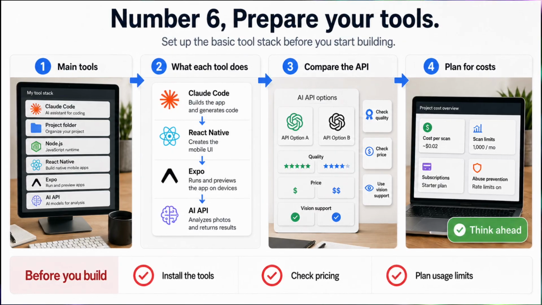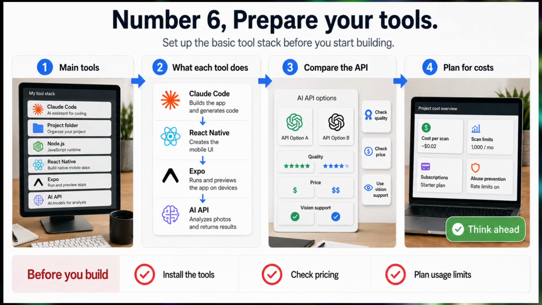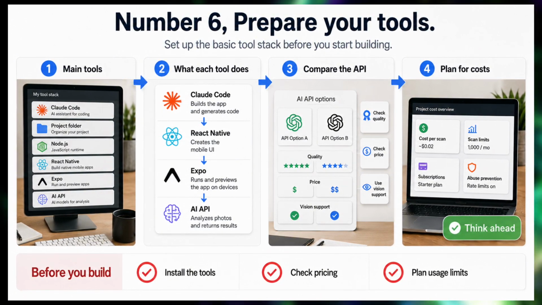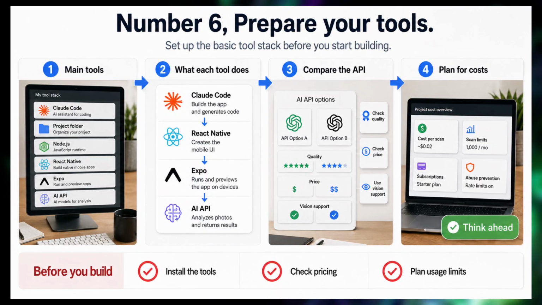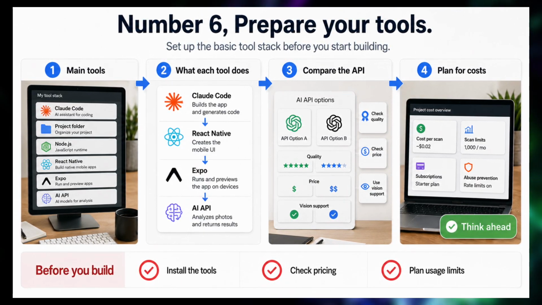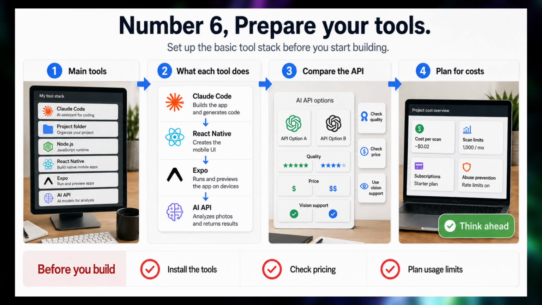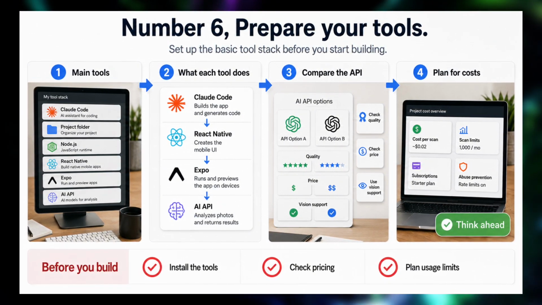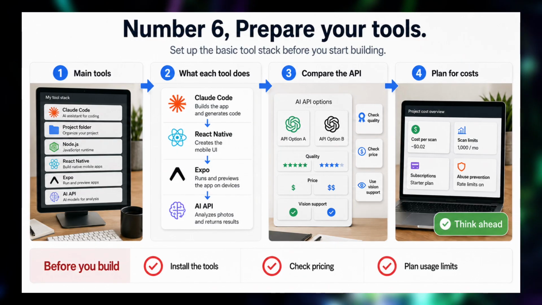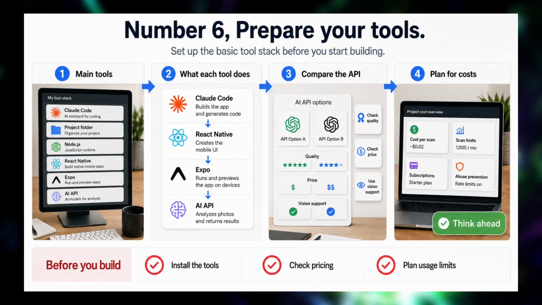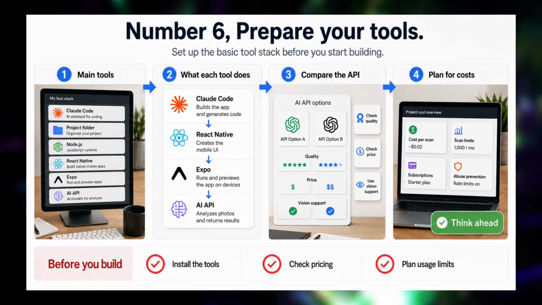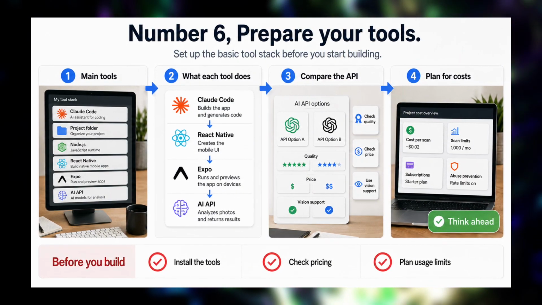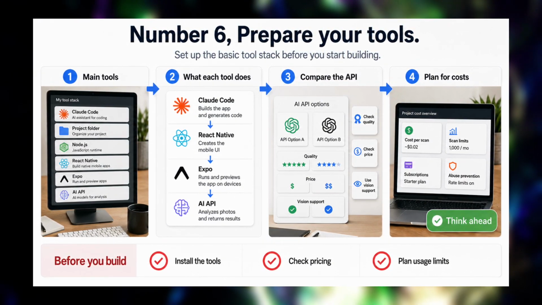Number 6, prepare your tools. For this workflow, you need Claude Code, a project folder, Node.js, React Native, Expo, and an AI API provider. Claude Code is the tool that will help create and edit the files. React Native is what lets you build a mobile app interface. Expo makes it easier to preview and test the app on your phone before publishing. The AI API is what analyzes the photo and returns structured information.